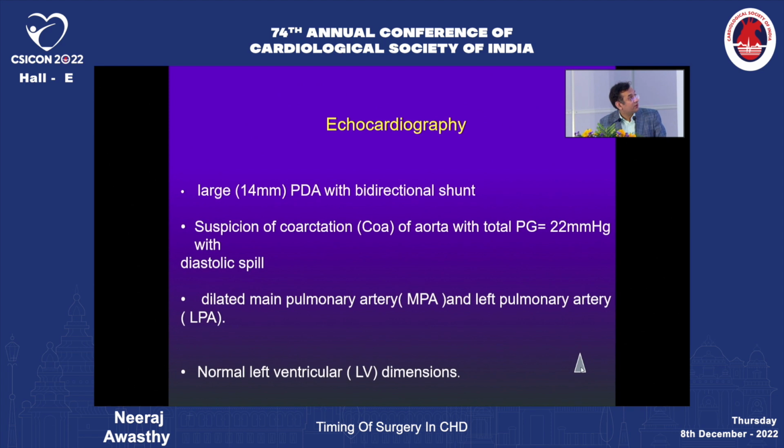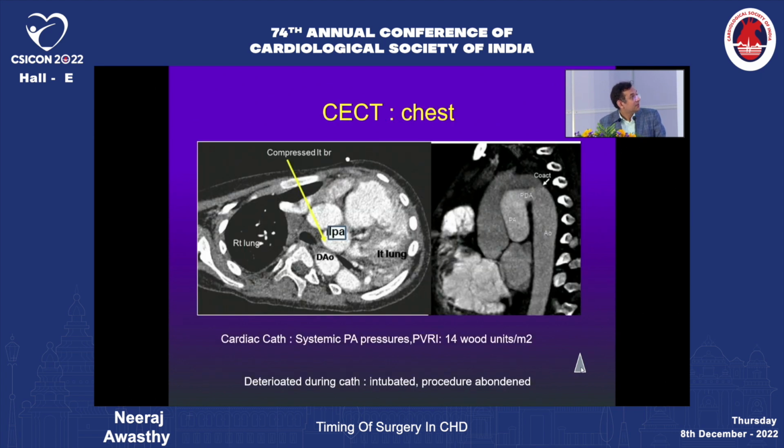Next, a 7-year-old girl who had a large PDA with bidirectional shunt. There was a suspicion of coarctation, with dilated main pulmonary arteries and normal LV dimensions. Next. But what was happening was this particular left bronchus was getting compressed by the dilated left pulmonary artery. So once the patient got intubated, the left lung opened up, and her PA pressures really came down. Next.